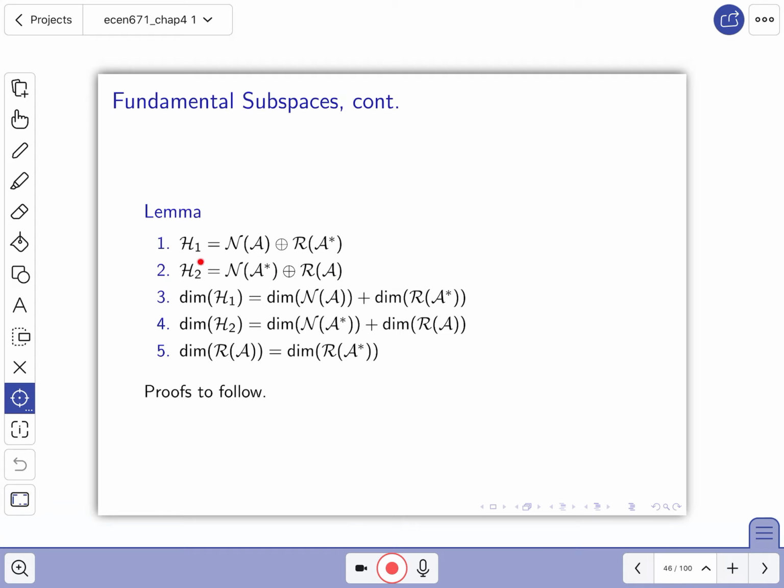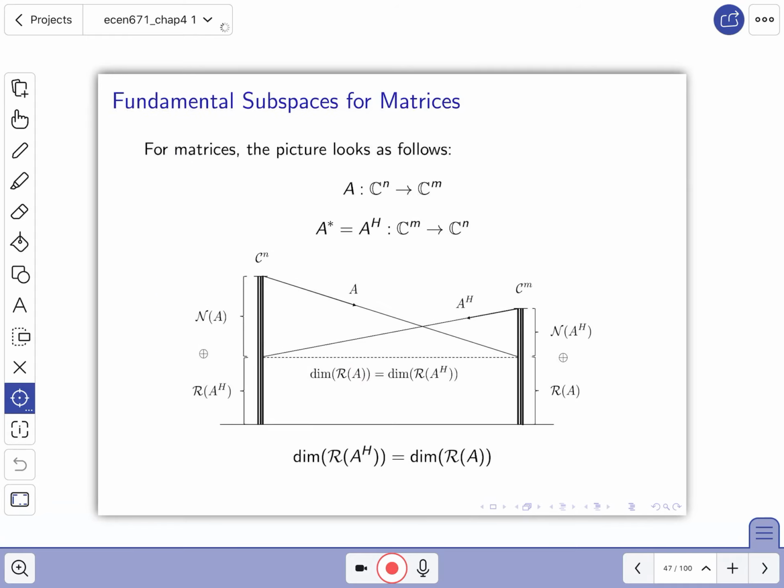Another way to say this is that the dimension of H1 is the dimension of the null space of A plus the dimension of the range space of A star, and the dimension of H2 is equal to the dimension of the null space of A star plus the dimension of the range space of A. And then finally, we're going to show this result, that the dimension of the range space of A is equal to the dimension of the range space of A star. So before proving this, let's look at what this looks like for the matrix case.